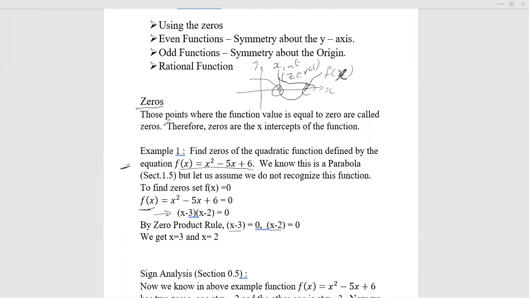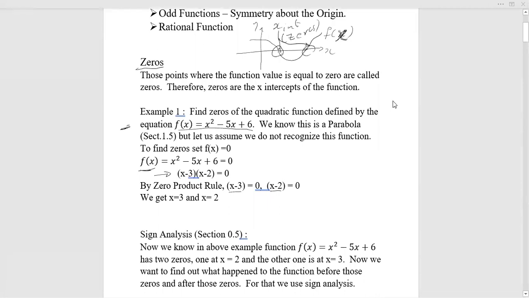Let me clear this. Okay. Now, sign analysis. This is also not something new. We learned this in section 0.5. I also did a video on this. I think almost everybody watched that, so I believe you are familiar with this sign analysis. Let's do this sign analysis on this function f(x), right?